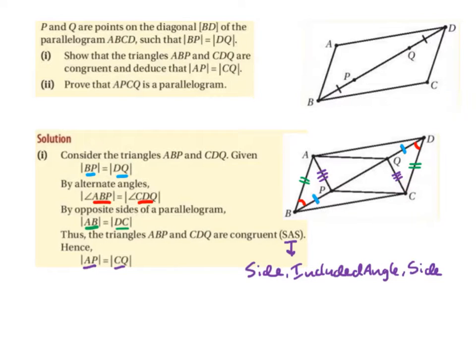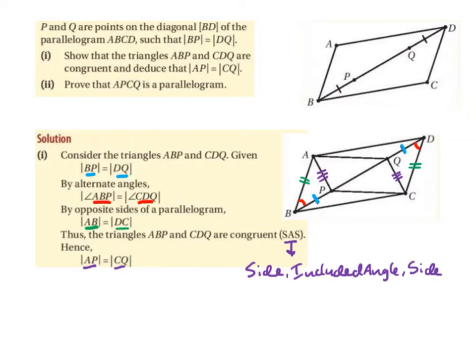So therefore, all the other sides and all the other lengths in the triangles must also be equal. So hence, the distance from A to P is equal to the distance from C to Q, and that's what we were asked to prove. We were asked to show that the triangles ABP and CDQ are congruent, which we did, and deduce that the distance from A to P is equal to the distance from C to Q. So AP is equal to CQ.